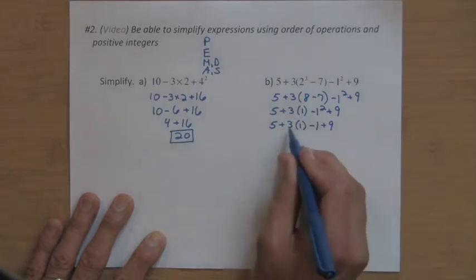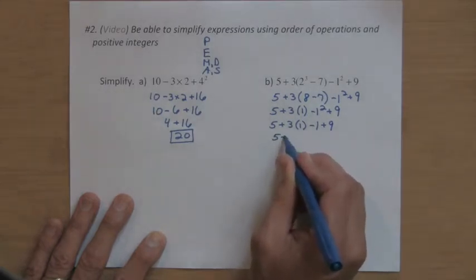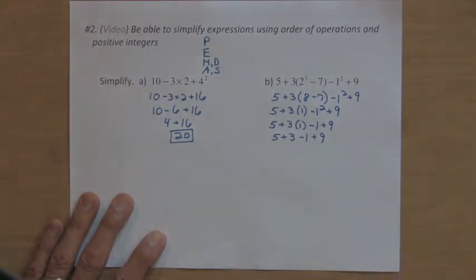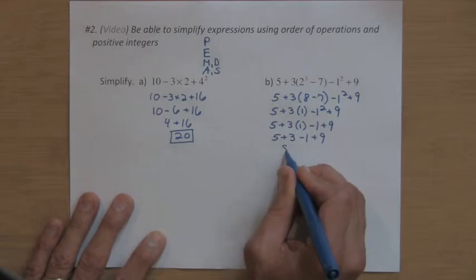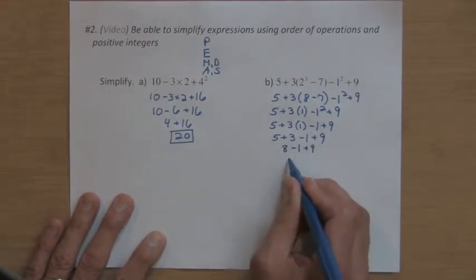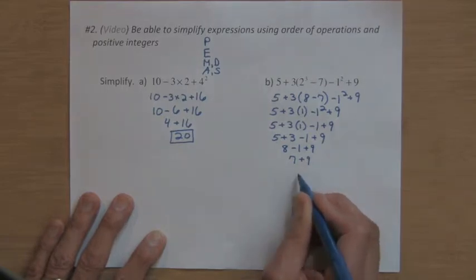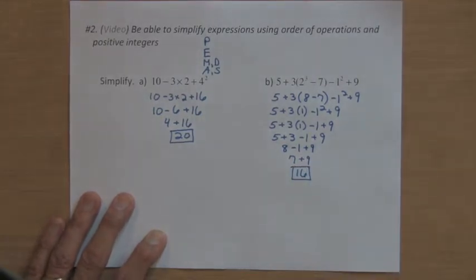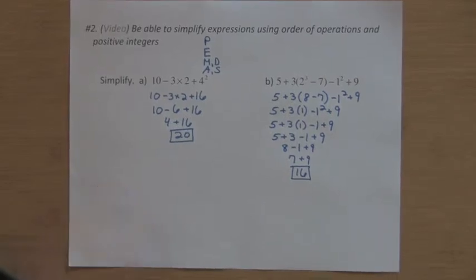We have multiplying right here, 3 times 1, so that's going to be 3. So we have 5 plus 3 minus 1 plus 9. And then once again we have only adding, subtracting, so from left to right. 5 plus 3 happens first, that's 8, minus 1 plus 9. And then we have 8 minus 1, that's going to be 7 plus 9. And that adds to 16, and that is the simplified version of that problem.